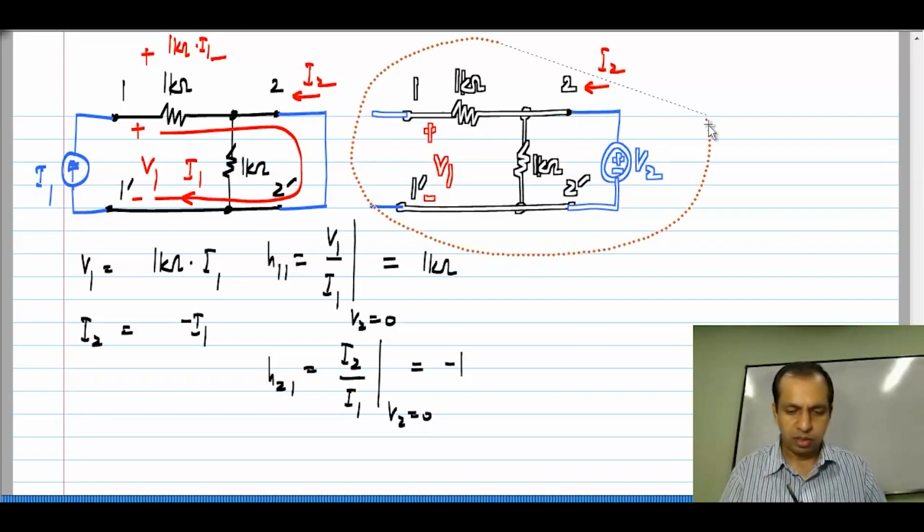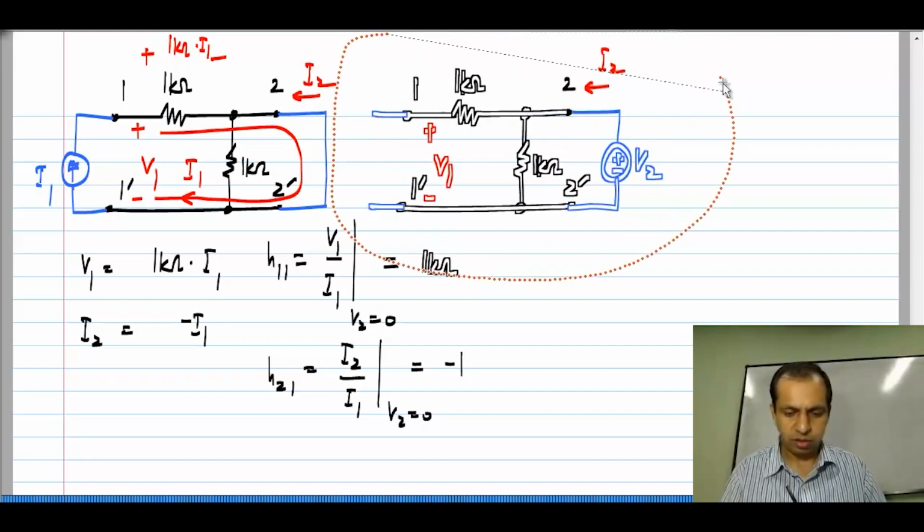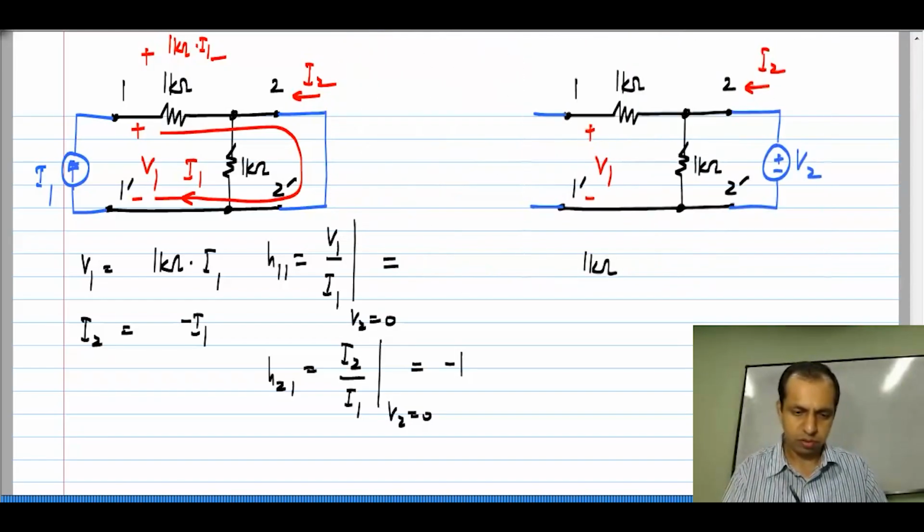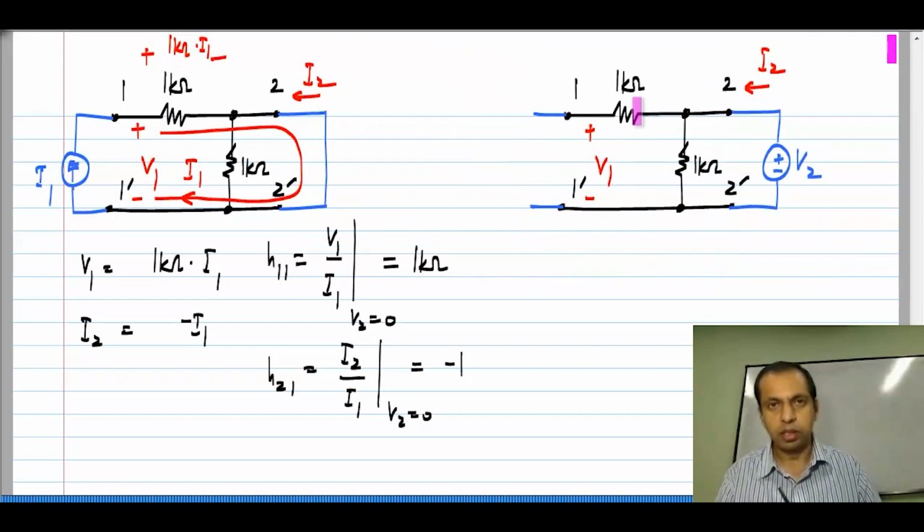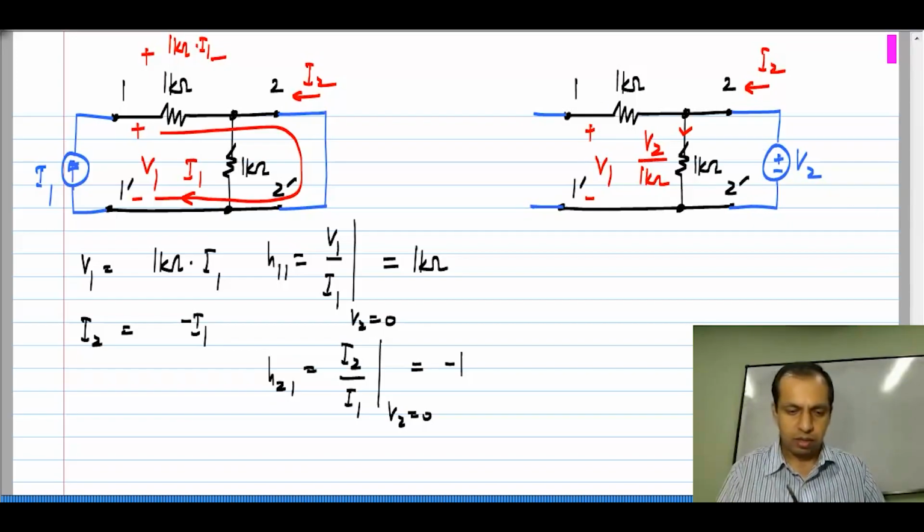Now, coming to the second case over here. Here this 1 kilo ohm is in series with an open circuit. So, no current flows through that. All of this I 2 is simply the current through this 1 kilo ohm, and V 2 appears across the 1 kilo ohm resistor. So, the current here is nothing but V 2 divided by 1 kilo ohm, and V 1 equals V 2 because no current is flowing through this 1 kilo ohm resistor.